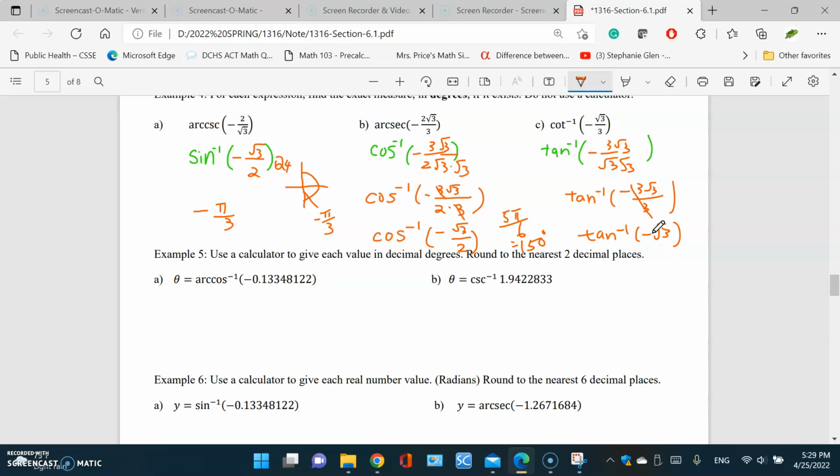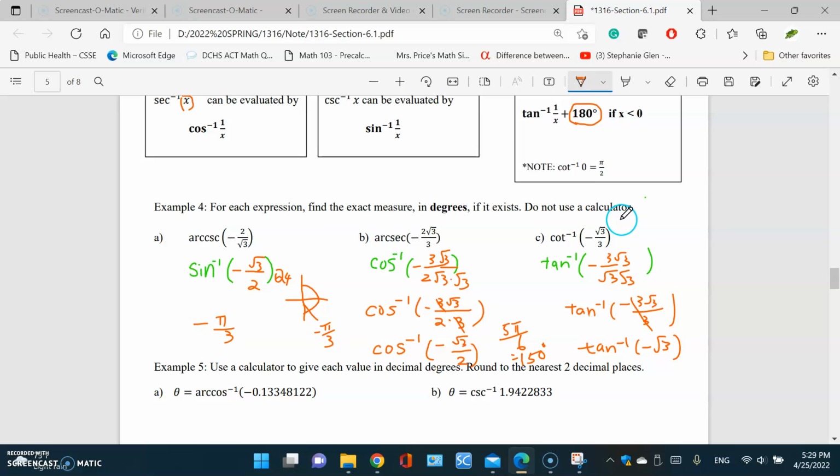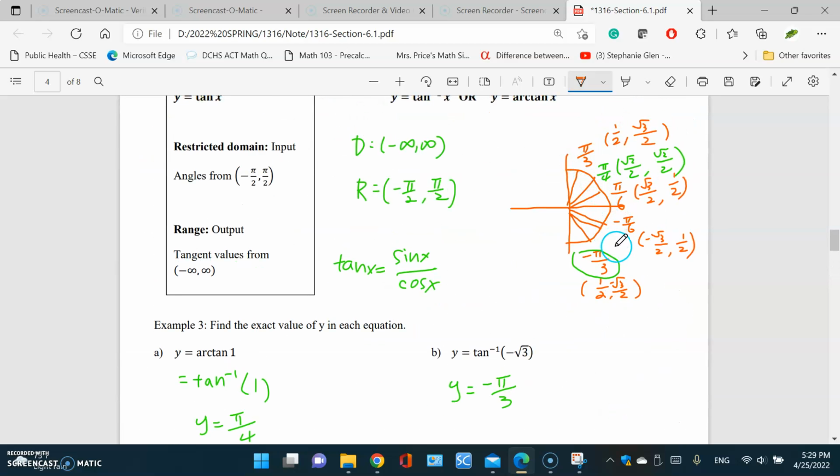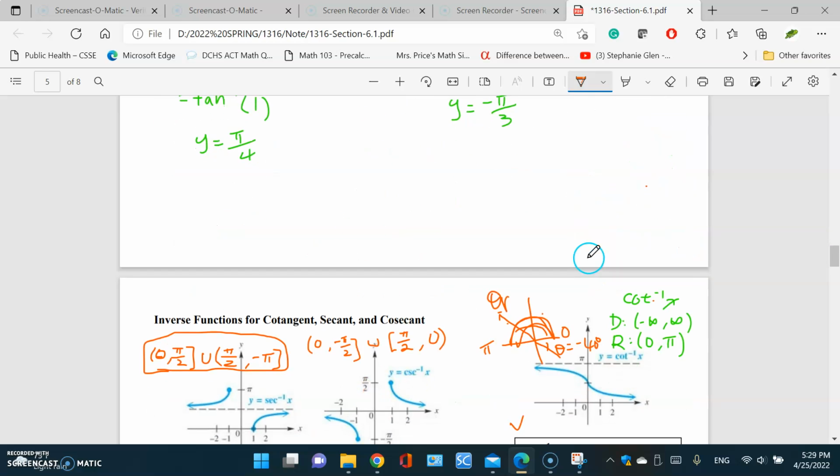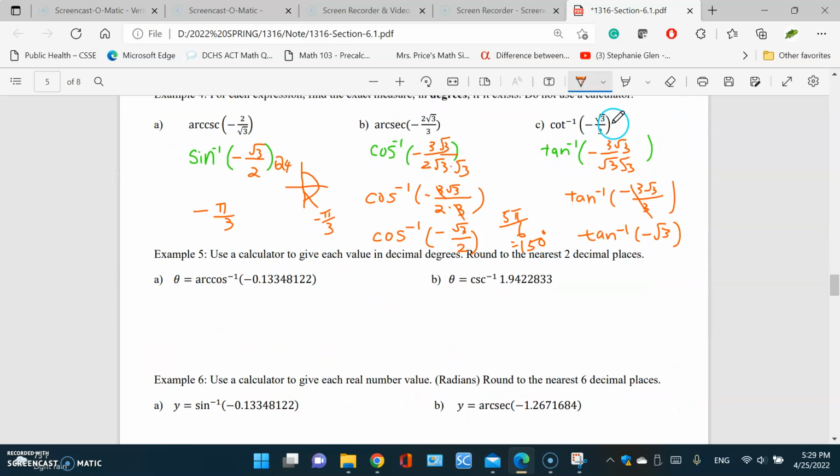Now tangent inverse negative root 3, if you look at the chart, you will know the angle happens on quadrant 4, because for tangent we only take the pi over 2 and the negative pi over 2, just like the sine here. So finding the tangent equal to negative root 3, tangent is sine divided by cosine. So the only chance you can get a negative root 3 would be negative pi over 3. So we write down the negative pi over 3 when you have the tangent inverse.